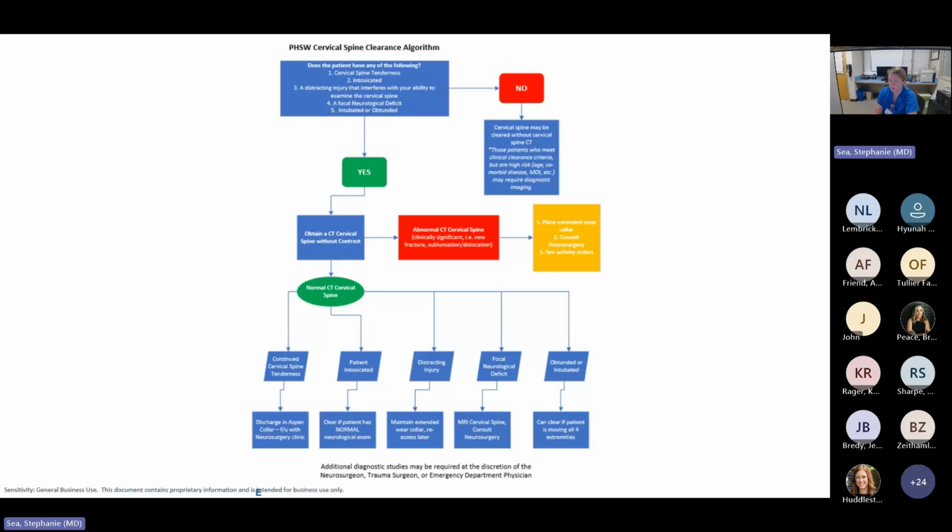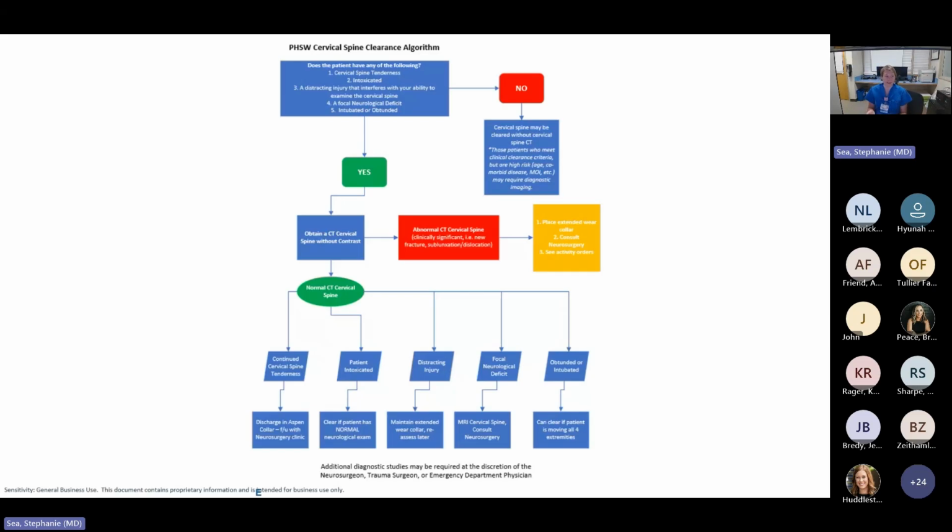So if they do have a normal CT, but they have continued cervical spine tenderness, we will discharge them in that Aspen collar and have them follow up with neurosurgery. So we'll say wear the collar for comfort, follow up with neurosurgery. Oftentimes the pain goes away. It's a musculoskeletal pain, kind of whiplash, muscle spasms, and it goes away over the next couple of weeks and they're fine. Oftentimes they'll get flexion-extension films in the clinic. Neurosurgery then will follow them up.